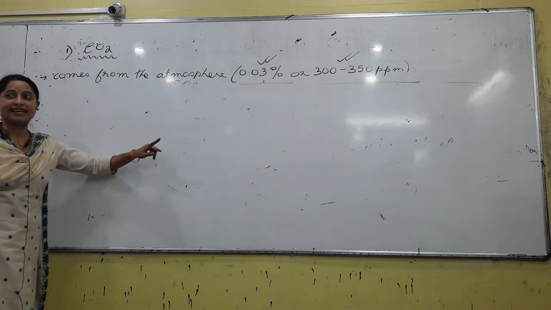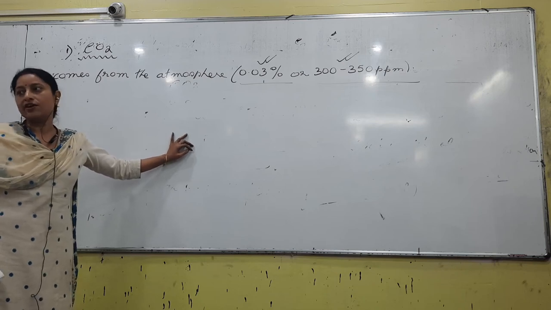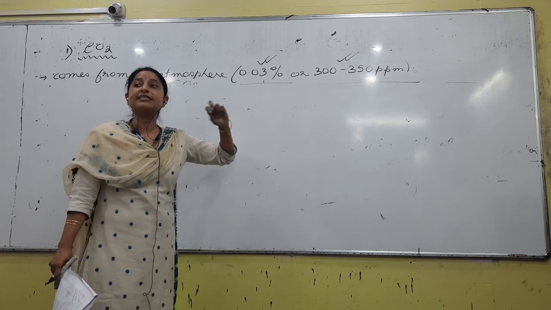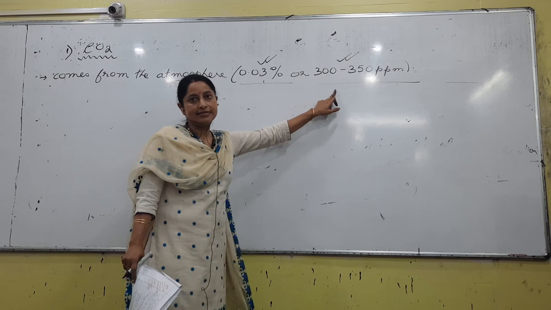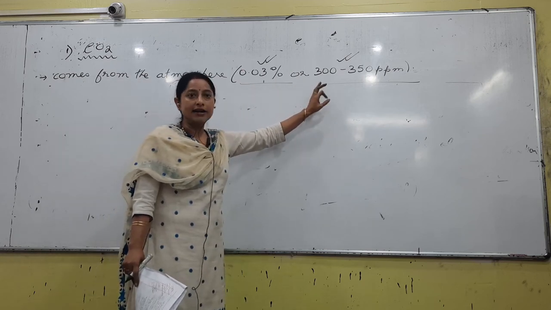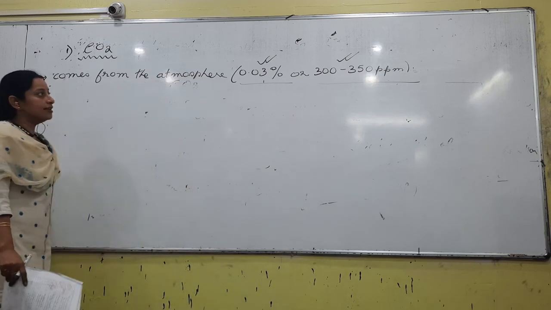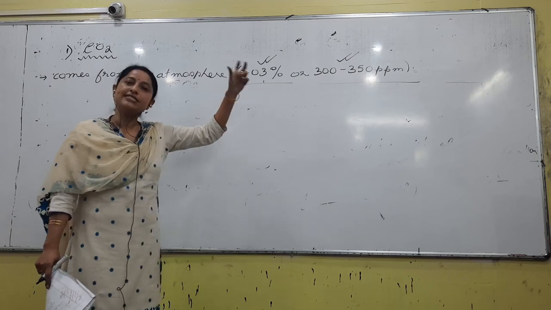What is the question that is asked? It's well obvious that they will take it from the atmosphere. What is the percentage of carbon dioxide in the atmosphere? You have to remember this. Sometimes the question is asked about percentage. Sometimes it is asked about parts per million. Okay, ppm is parts per million. So normally 0.3% of carbon dioxide is present in the atmosphere.